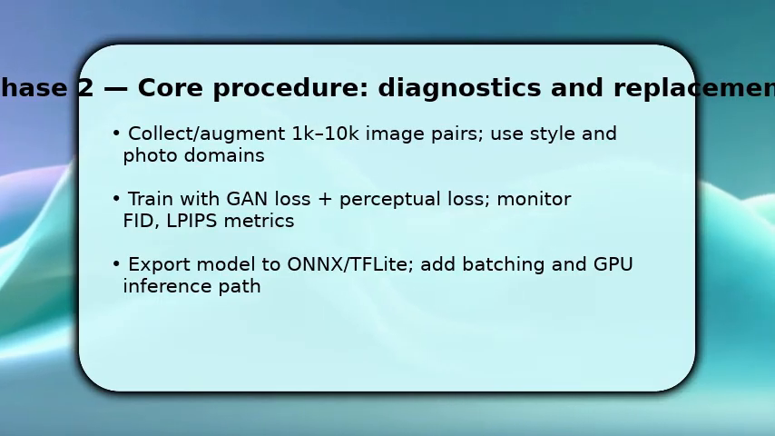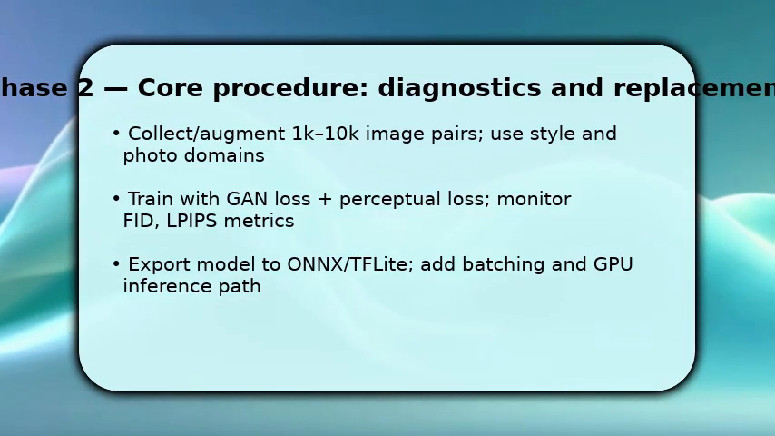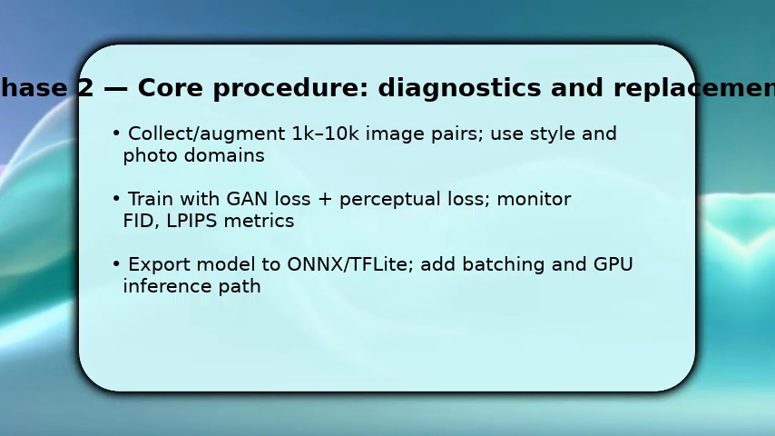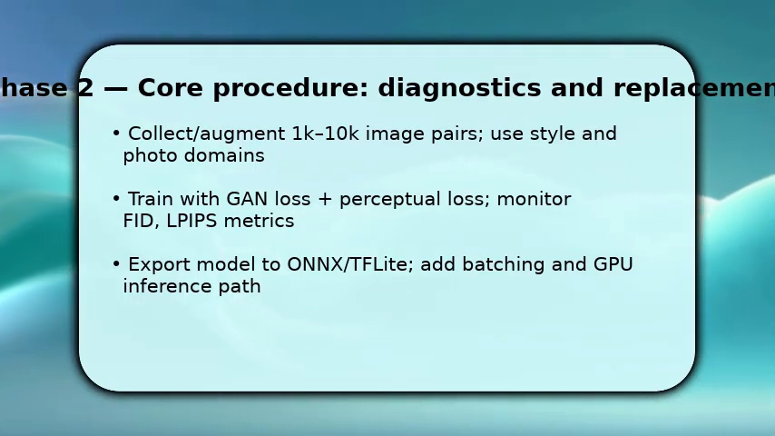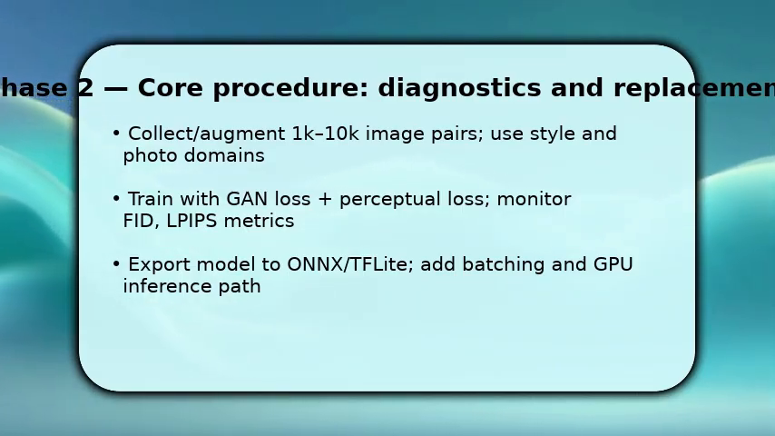You must collect and augment 1,000 to 10,000 image pairs, balancing style and photo domains. Augmentation reduces artifacts. Then train with adversarial plus perceptual loss to preserve edges and color. Watch FID and LPIPS as guides, not absolutes.